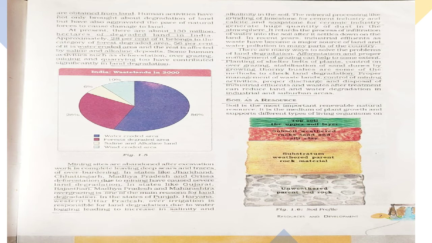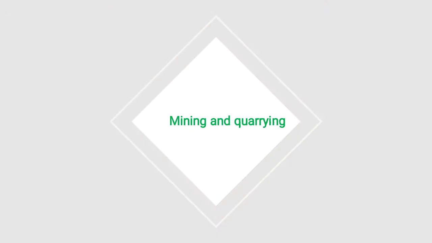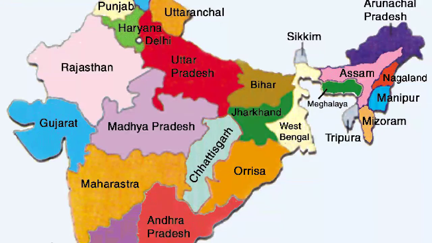For example, 28% of the land is forest degraded, 56% is water eroded land, which happens because of waterlogging and heavy rainfall, and 16% is saline and alkaline deposits. So what do you mean by saline and alkaline? You don't know about it, I'll explain. Here 16% of land is converted into saline and alkaline deposits, and this also happens because of waterlogging.